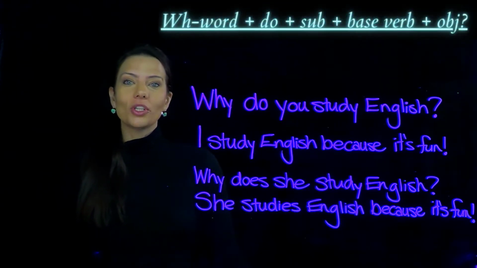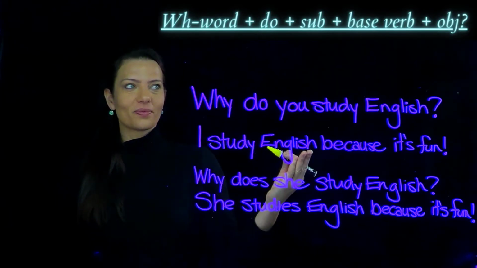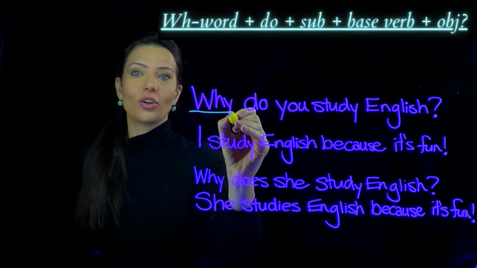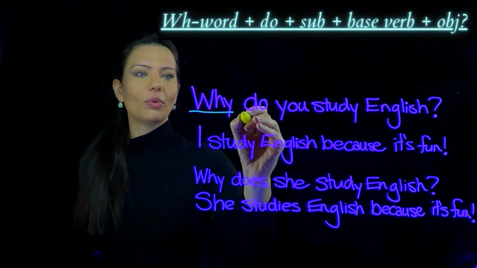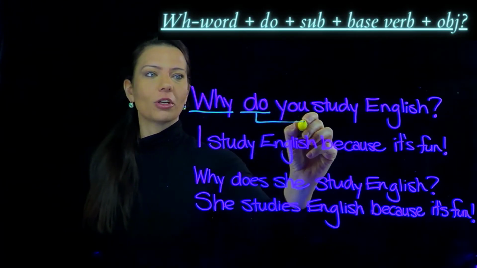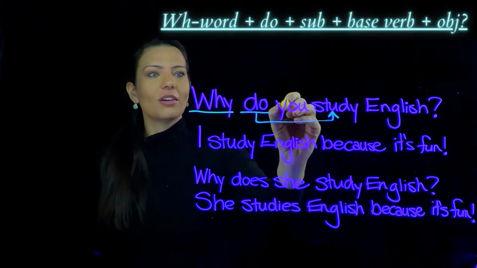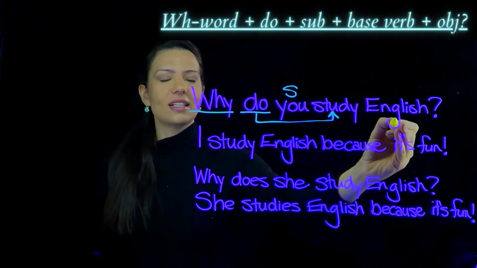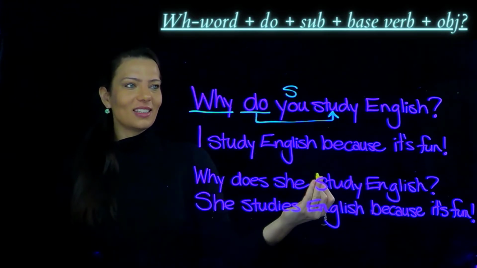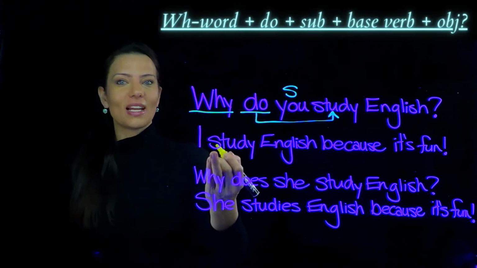So with the WH construction, we use this formula. Here we have the WH question, why? Then we have do, which is the helping verb, and that helping verb is helping out our main verb, study. Here we have the subject, and in this case we have the object, English. Why do you study English? To answer that question, we can answer like this.